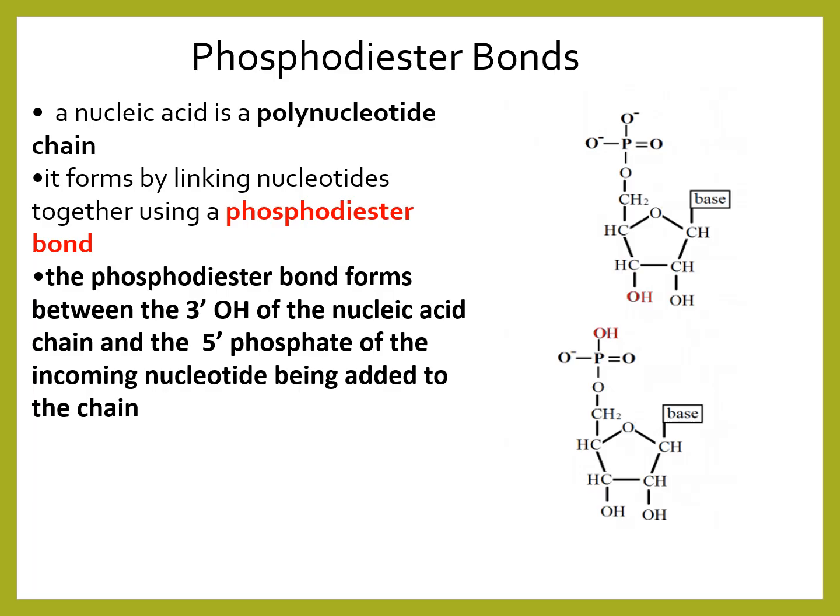Nucleotides in the nucleic acid are linked together to form a polymer called a polynucleotide chain. So in other words, a nucleic acid can be referred to as a polynucleotide chain. To build a polynucleotide chain or a nucleic acid, what you do is you link nucleotides together. And the bond that forms between adjacent nucleotides is referred to as a phosphodiester bond. A phosphodiester bond will form between the 3' hydroxyl of the nucleic acid chain and the 5' phosphate of an incoming nucleotide that is being added to that chain.